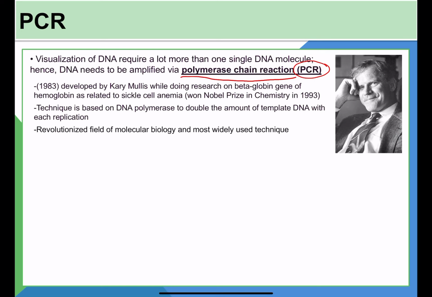So PCR was a method developed by a biochemist named Kary Mullis in 1983, who was studying the hemoglobin gene in sickle cell anemia. He actually won a Nobel Prize for it in 1993 because of how much of an impact and change PCR has revolutionized our genetic techniques. That's why he won a Nobel Prize.